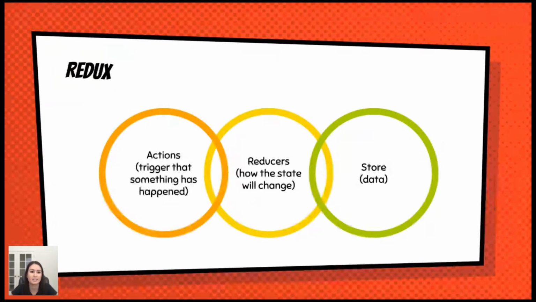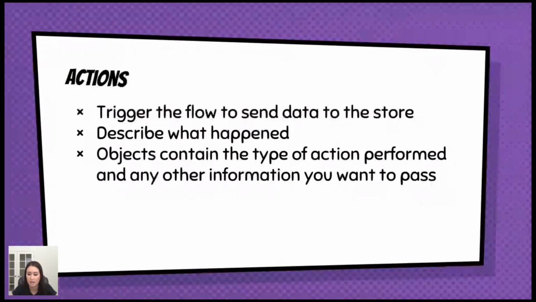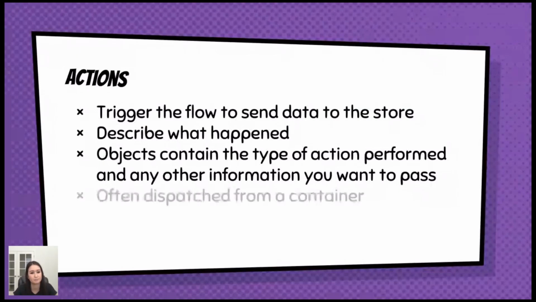So actions, again, trigger the flow to send the data to the store. An action describes what happened. It's an object that contains the type of action performed, so let's say button click, and any other information you want to pass. If you want to say button clicked, and if you want to share the information of the next state, you would have it in your action. And then it's often dispatched from the container. So again, reinforcing that idea that containers have all this logic.